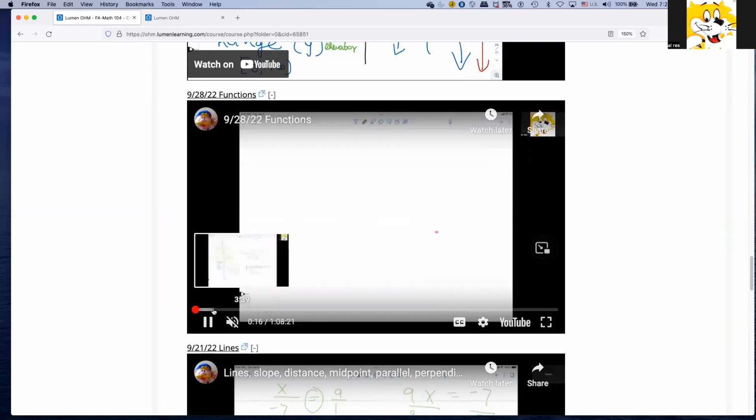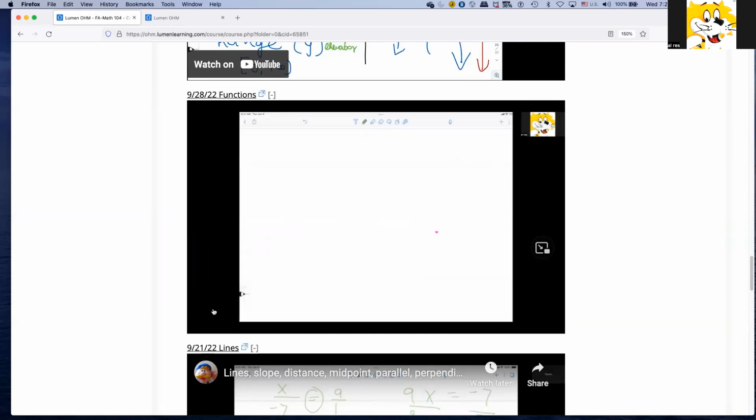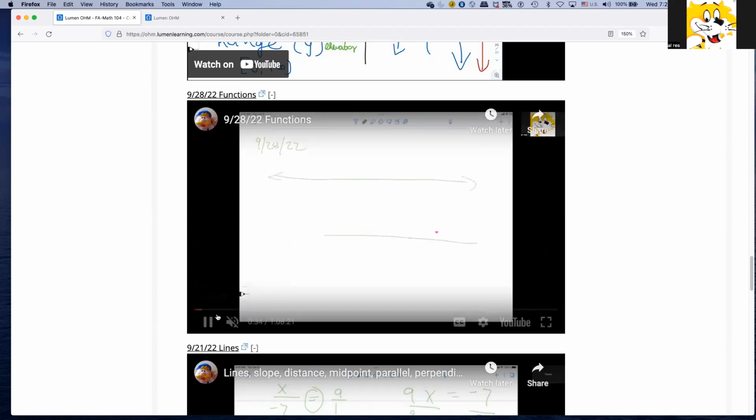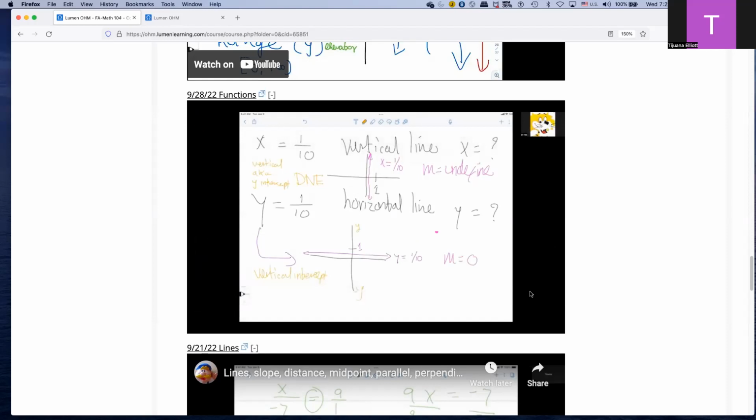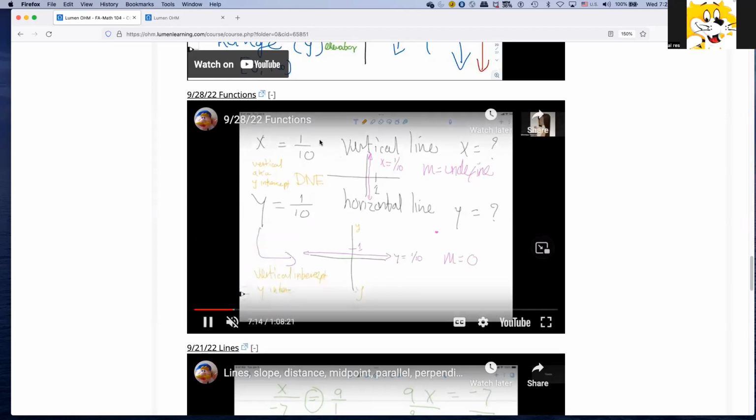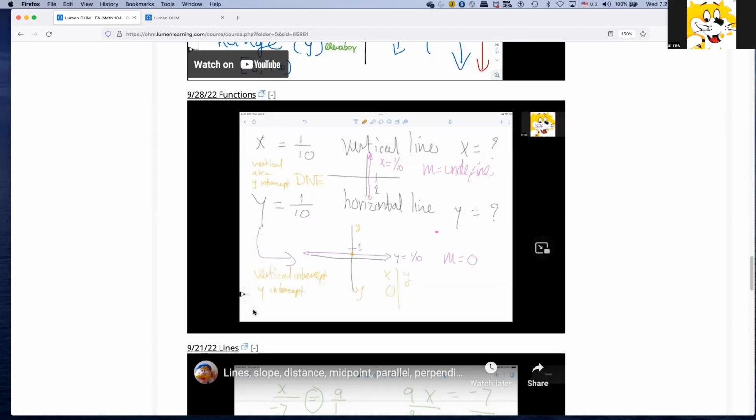Undefined. What is the slope of the ocean right here, 2 blocks away from my house? Because I live 2 blocks away from the ocean. If I go to the boardwalk and I look at the ocean, what is the slope of that horizontal line over the horizon? Tell me, what's the slope of a horizontal line? 0. And this is what this video is about, 928. And I tell you, what is the slope of a vertical line? What is the slope of a horizontal line?